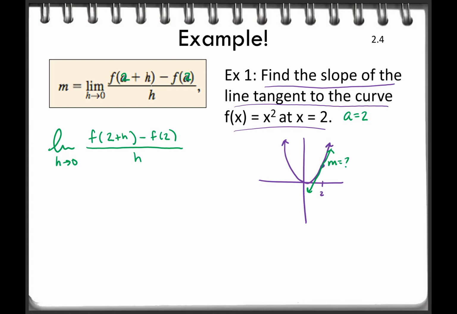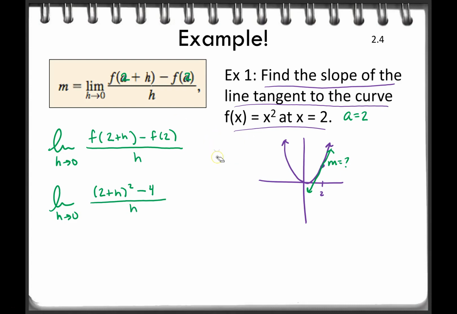Next thing I'm going to do is I'm going to plug in. Anytime you see this notation f of 2 plus h, that's a fancy way of saying anywhere you see an x in your problem, put in a 2 plus h. So this is going to be the limit as h approaches 0. I'm going to take this 2 plus h and I'm going to put it in right here. So that's going to give me 2 plus h squared minus, well, what is f of 2? Well, that's just plugging 2 in. So what do I get when I plug 2 in? I get 4, all divided by h.